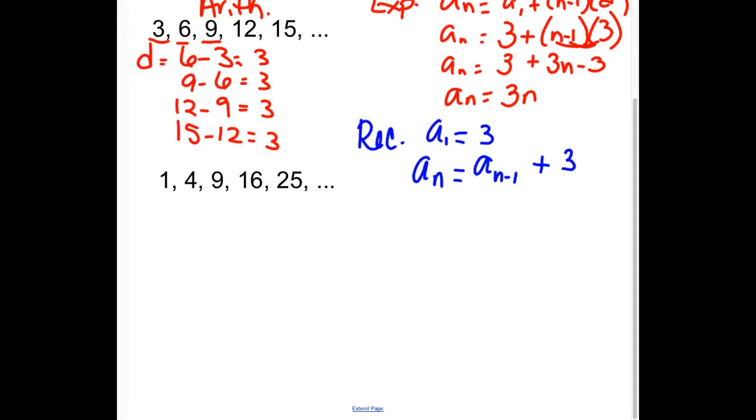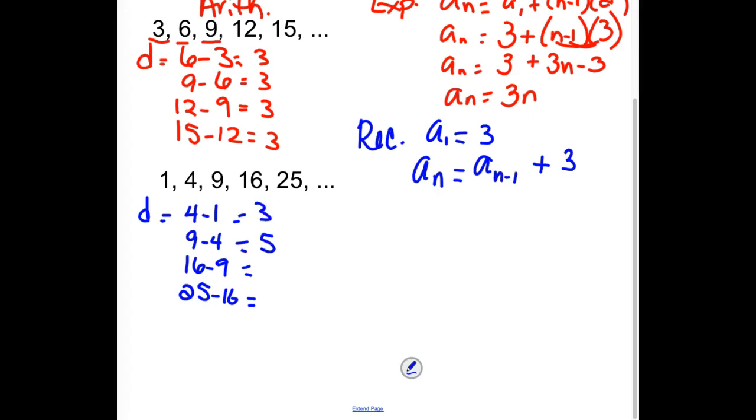Is the next one arithmetic? If it is, there has to be a common difference, right? So 4 minus 1, 9 minus 4, 16 minus 9, 25 minus 16 should get me the same answer every time. Does it? No. 4 minus 1 is 3, 9 minus 4 is 5. Already we don't match. Not arithmetic. Now, that doesn't mean we can't write a recursive rule for it or an explicit rule. It just means it's not going to follow those patterns we wrote down for arithmetic sequences.